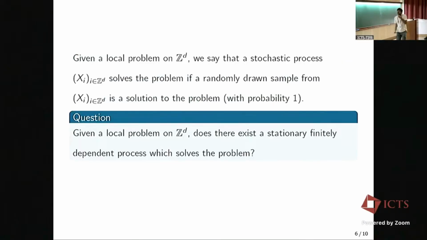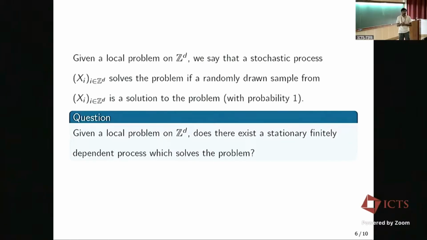Before going to the main question, for a local problem on Z^d, a stochastic process solves that problem if a randomly drawn sample from the process is a solution to the problem. So here is the main question that we want to answer. Given a local problem on Z^d, does there exist a stationary finitely dependent process which solves the problem? Stationary means the distribution does not depend on the vertex. Of course, the answer to this question will depend on the nature of the local problem.